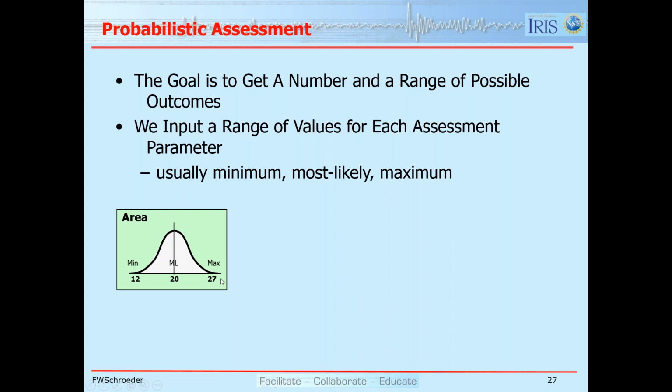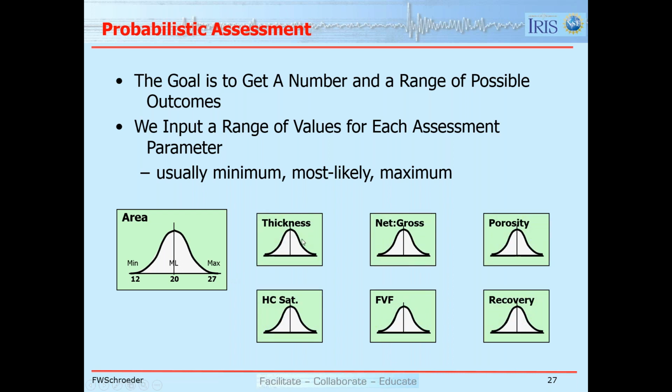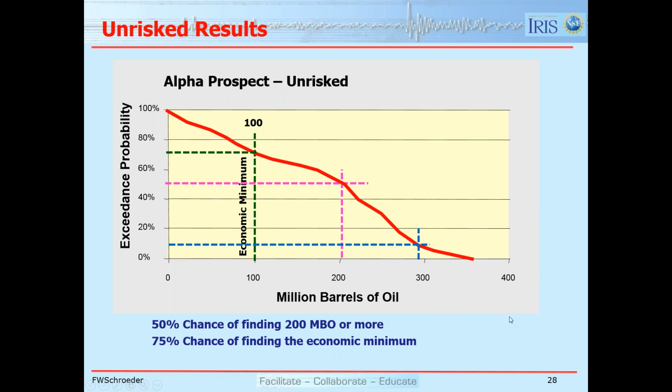And what we've used here is a normal distribution or a bell-shaped curve. We don't have to use the normal distribution. We can define what type of distribution that we want. Another parameter is thickness. Again, we'd have a most likely, a minimum and maximum. The net to gross, the porosity, the hydrocarbon saturation, the formation volume factor, that's how much expansion would we have in oil or gas from reservoir conditions as we bring it up to the surface. And then the recovery efficiency, what's the most likely, the minimum and maximum. So recovery efficiency most likely might be something like 25%, minimum might be 12%, and maximum might be 50%.